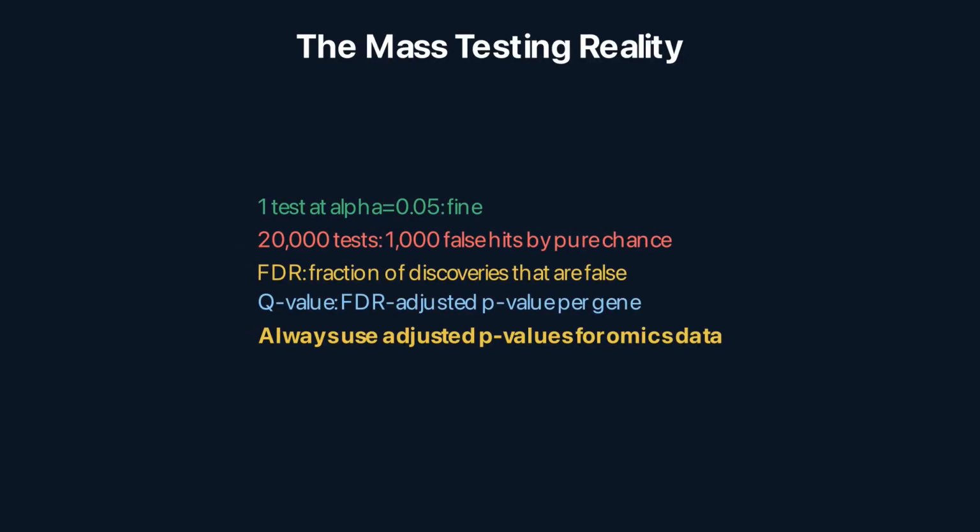To recap, one test, 5% false positive rate is fine. 20,000 tests, 5% means 1,000 false hits. FDR measures the fraction of your discoveries that are false. Q value is the FDR adjusted p-value for each individual test. Always use adjusted p-values when testing thousands of hypotheses.